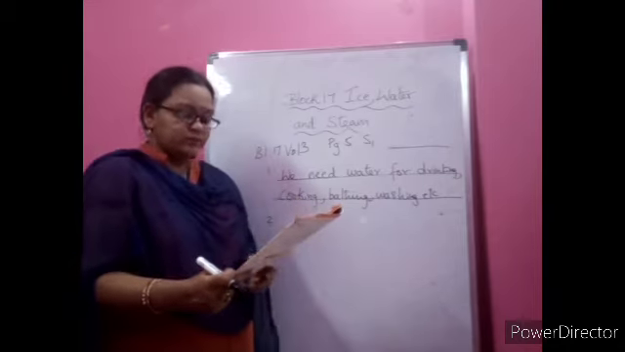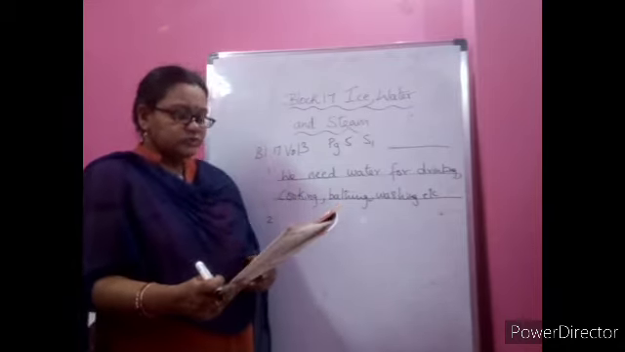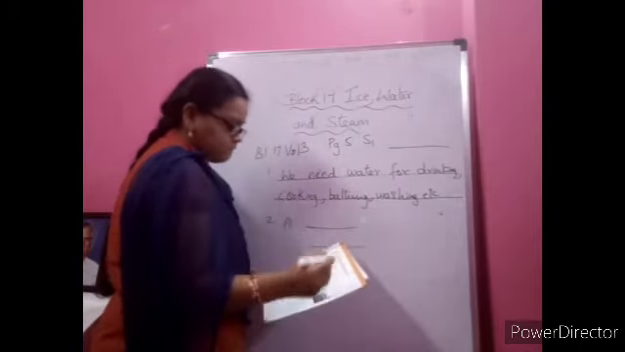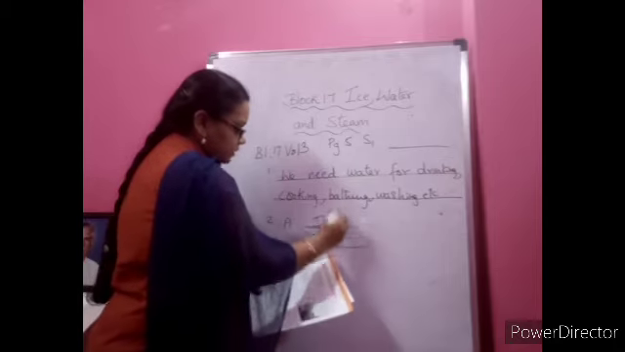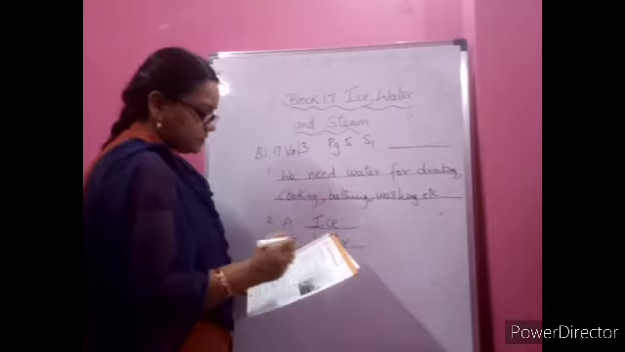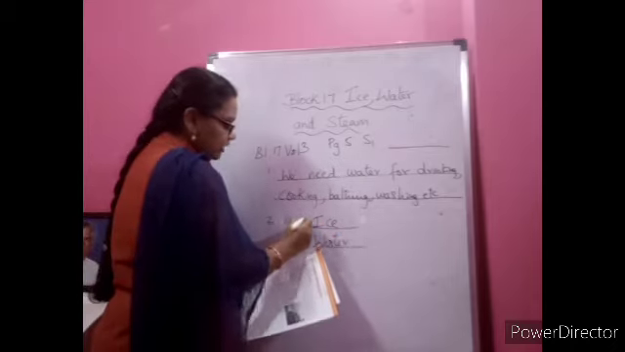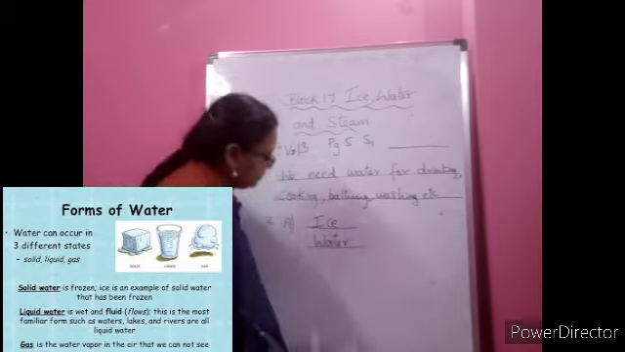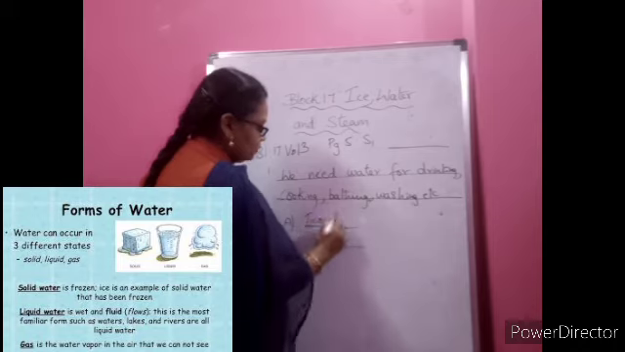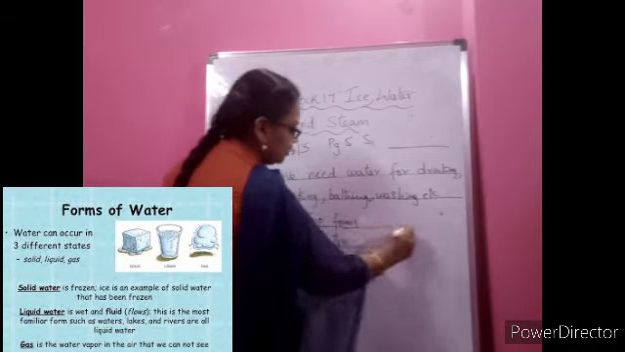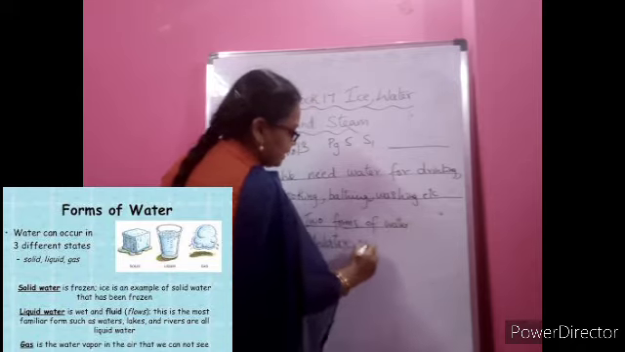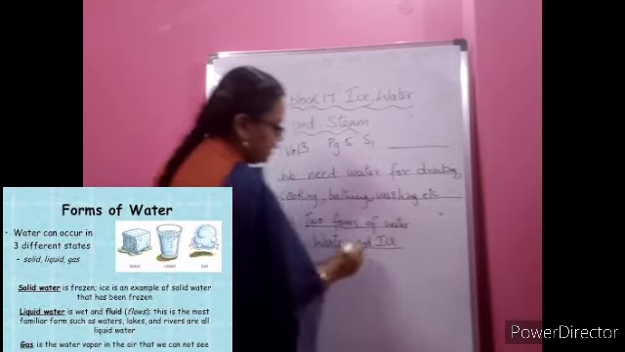Now you see children, look at the picture. How many forms of water can you see here? Name them. So what are you able to see there? Are you able to see the ice, children? Yes. And are you able to see the water? Yeah. So we are able to see two forms. So first you can write two forms, and you are able to see two forms of water. What are they? Water and ice.